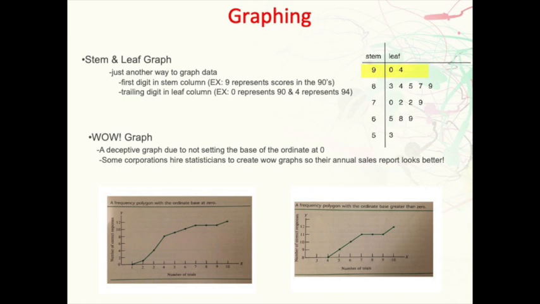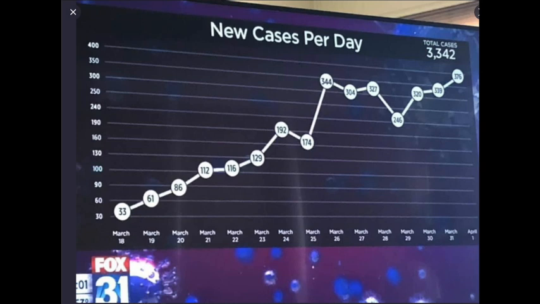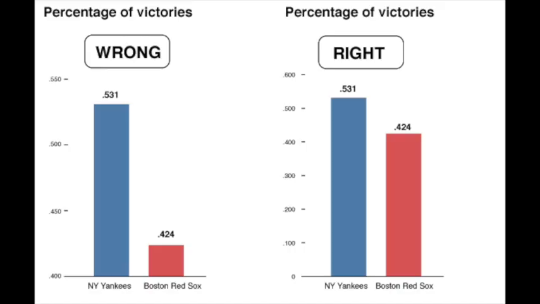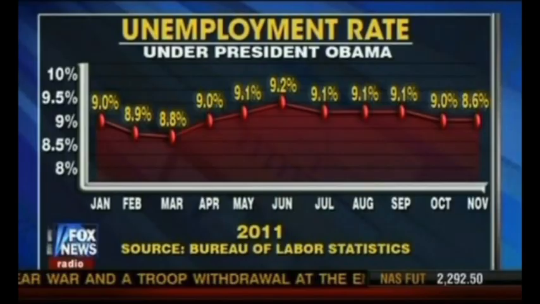Some corporations will hire statisticians to create wow graphs to make their annual sales reports look better, or to make anything look more dramatic. I've seen wow graphs with the COVID crisis, in some cases making it look worse than it is, and sometimes making it look not as bad as it is. So wow graphs are out there. Just look for them. You'll find them in the media. It's just any time that base of the ordinate is not set at 0. They're trying to zoom in on that graph and make the visualization of the data a lot more dramatic.